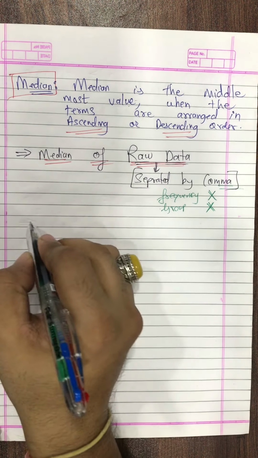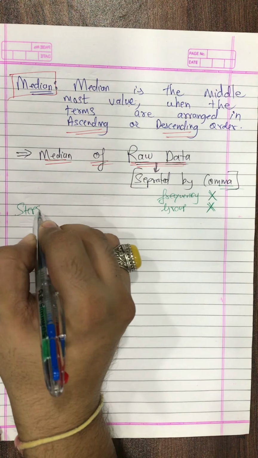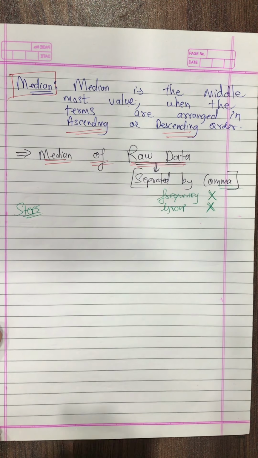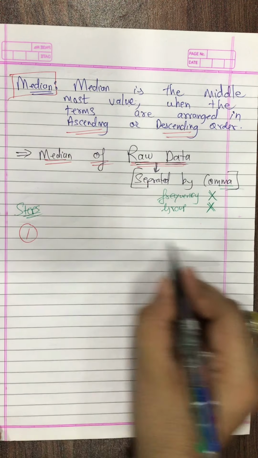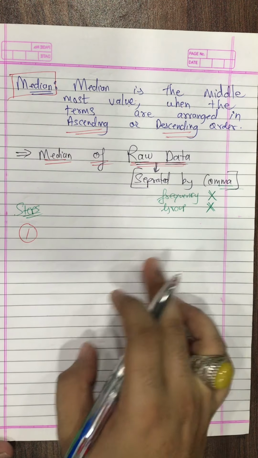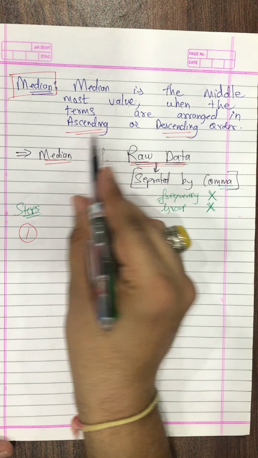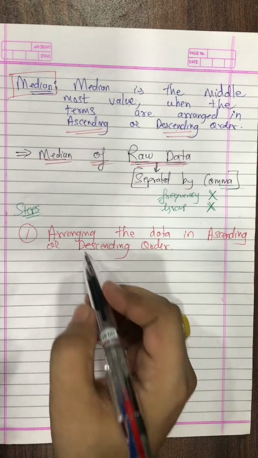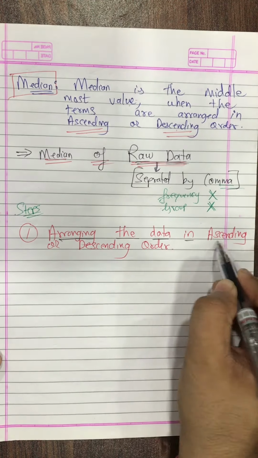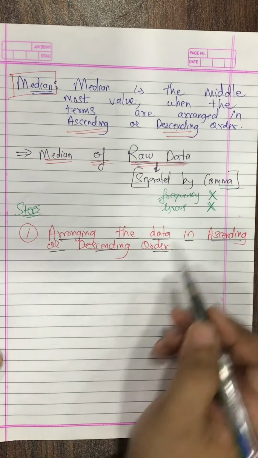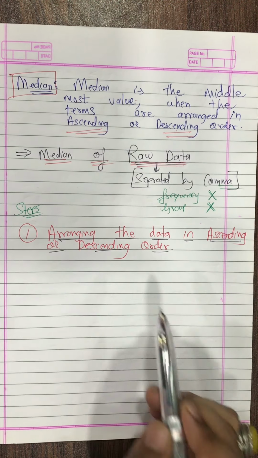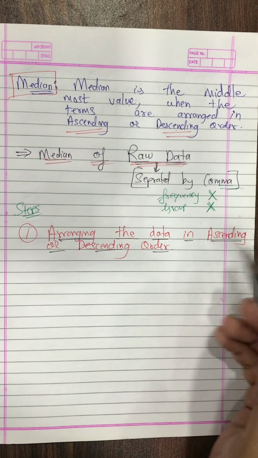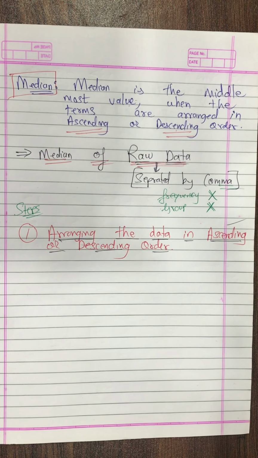The first step is arranging the data in either ascending or descending order. Either you arrange in ascending or descending. In this chapter, I'll be going with the ascending order. If you go by descending also, the answer will be the same.